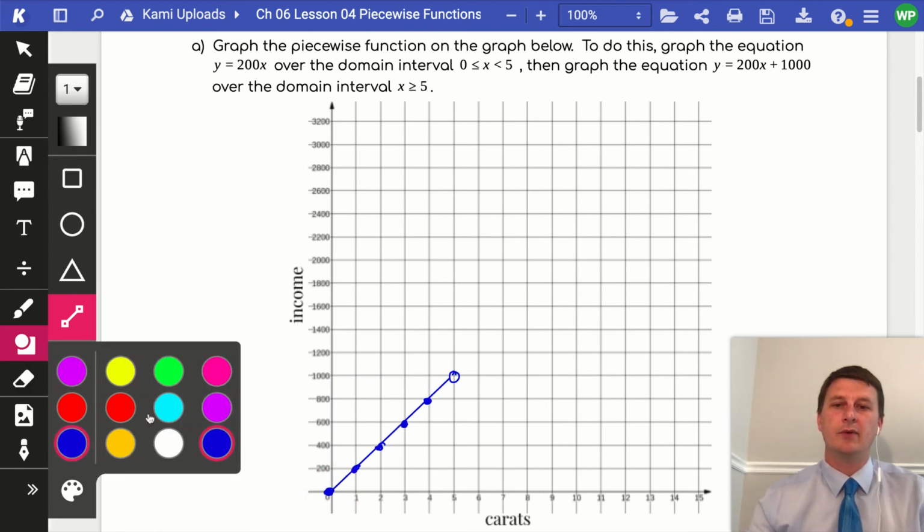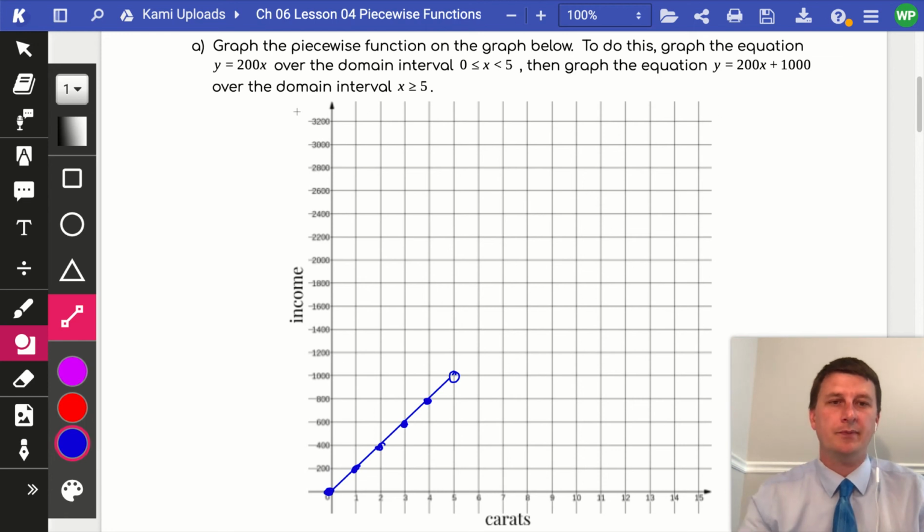Now, what I said before was I'm going to do it a little bit different way, because when I graph the equation y equals 200x plus 1,000 over the interval of x is greater than or equal to 5, I don't know exactly where that point's going to occur. So I'm going to start like normal with a y-intercept of 1,000.